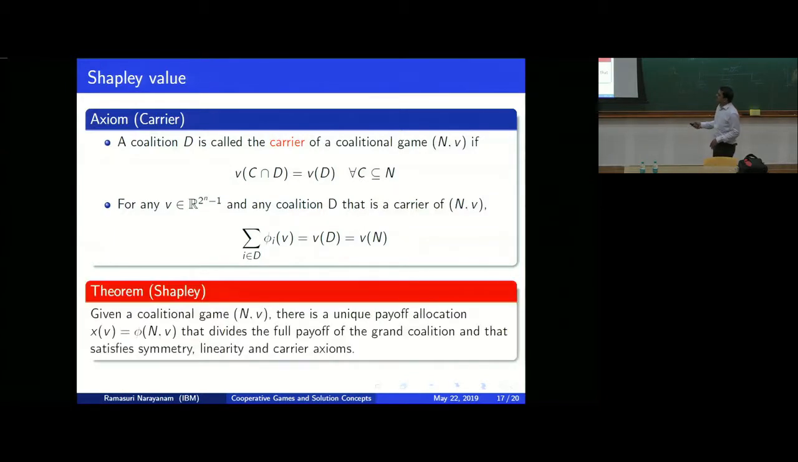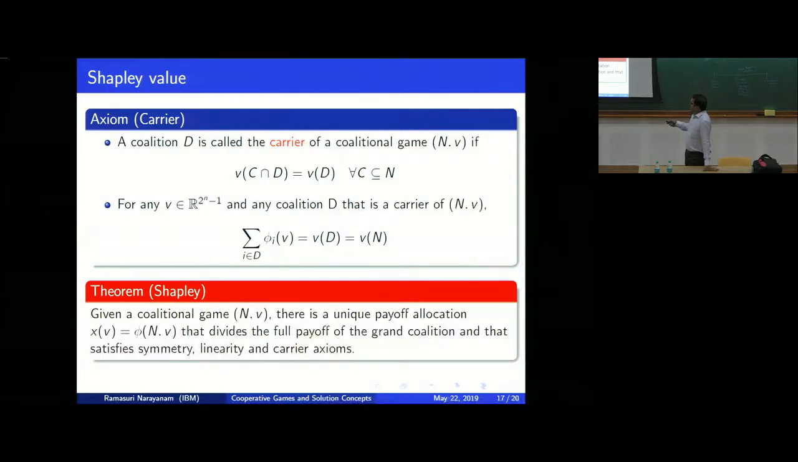So now, based on these three axioms, Shapley defined the value. By the way, for his seminal work, he got the Nobel Prize in the 2000s. I don't remember exactly which year. And this work was done around 1952 or 53. So after roughly 50 years of his work, he got the Nobel Prize.